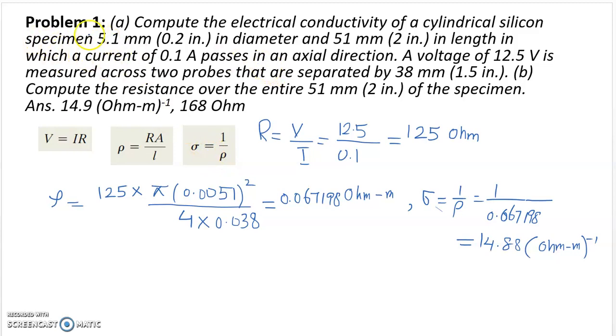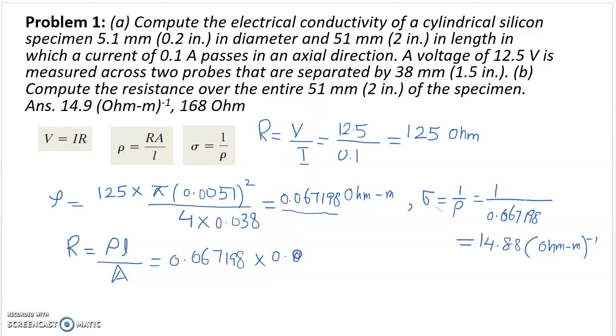So in part B, compute the resistance over the entire 51 millimeter length. We can find this by using this equation. You can rewrite this equation in terms of resistance. Rho is the resistivity, which is now a material property, so this will be a constant. It will be 0.067198 multiplied by length. Length is the entire 51 millimeters.